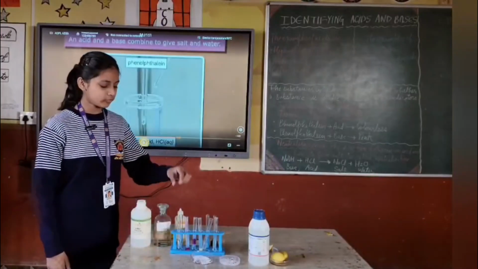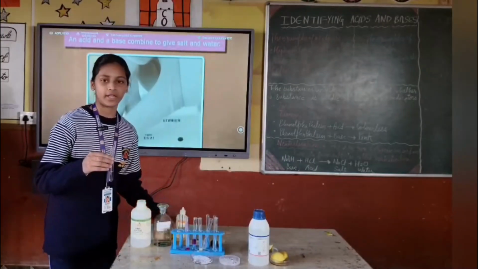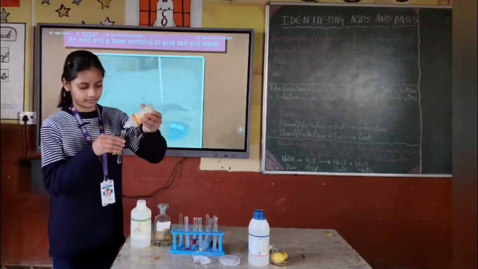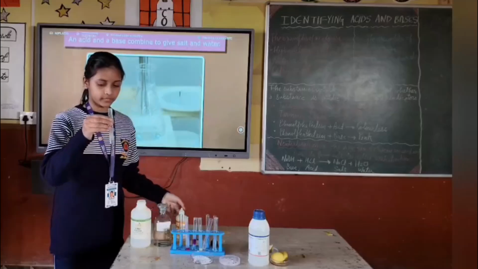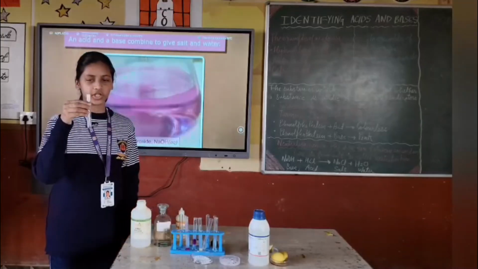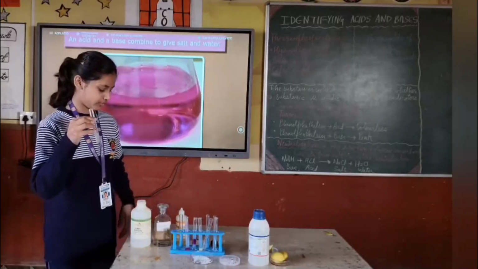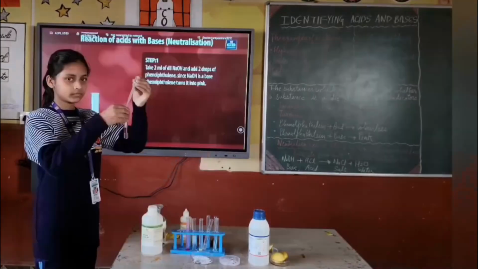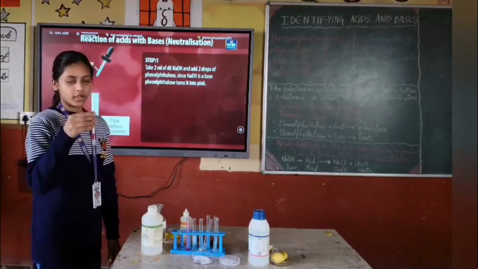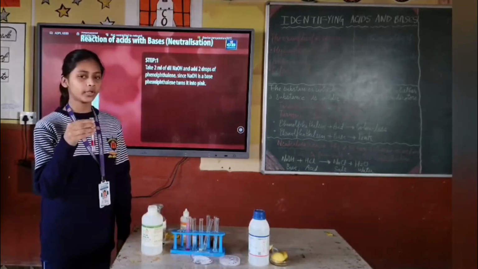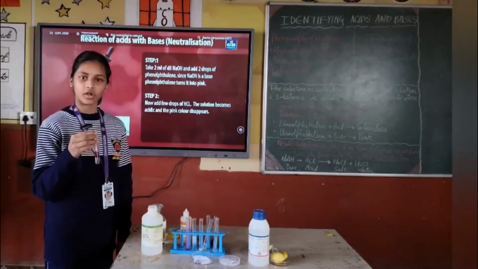Now we will fill a test tube with dilute HCl. Now we will add 2-3 drops of phenolphthalein to the solution. We can see there is no change in color. Now we will add a few drops of sodium hydroxide to the acidic solution. We can see a change in color. When an acidic solution is mixed with a basic solution, both neutralize the effect of each other. The reaction between an acid and a base is called neutralization.